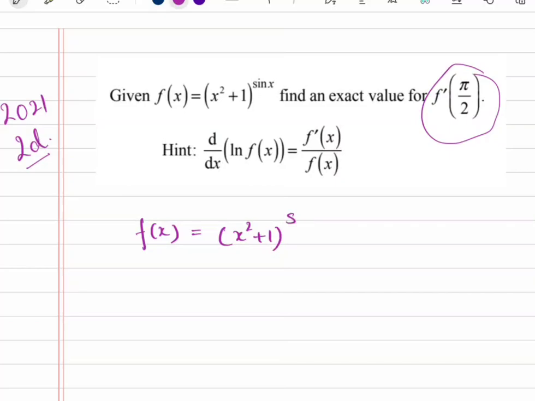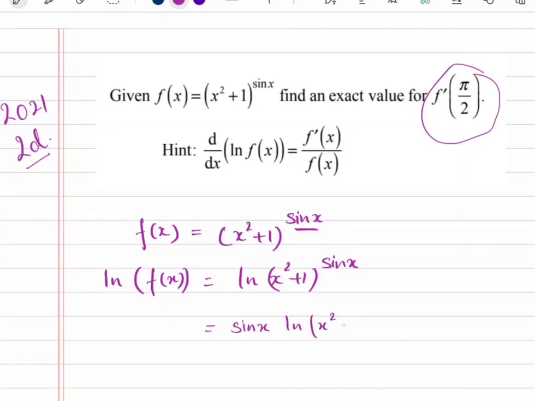f(x) = (x squared plus 1) to the power of sine x. Now again, to get rid of the power here, we can do ln on both sides. So ln f of x is equal to ln of (x squared plus 1) to the power of sine x. We know that with the log, the power is multiplied. So it becomes sine x times ln of x squared plus 1.